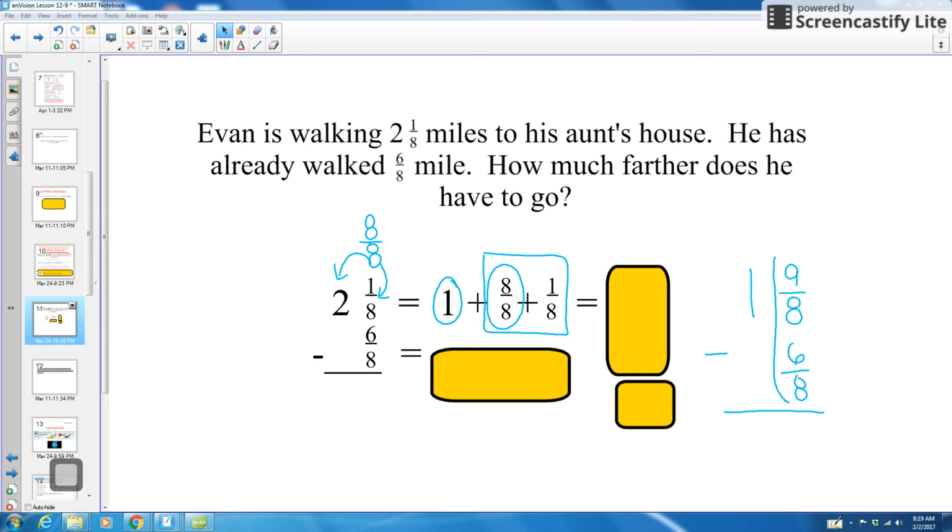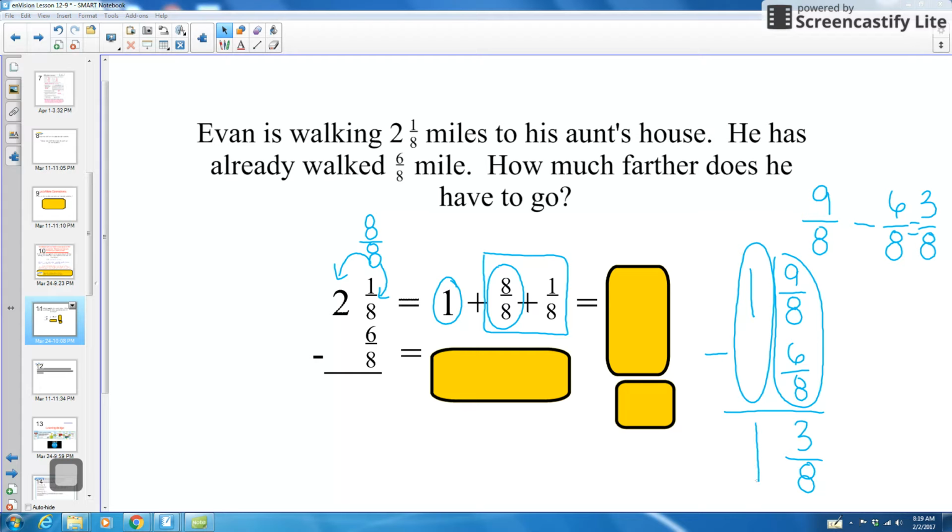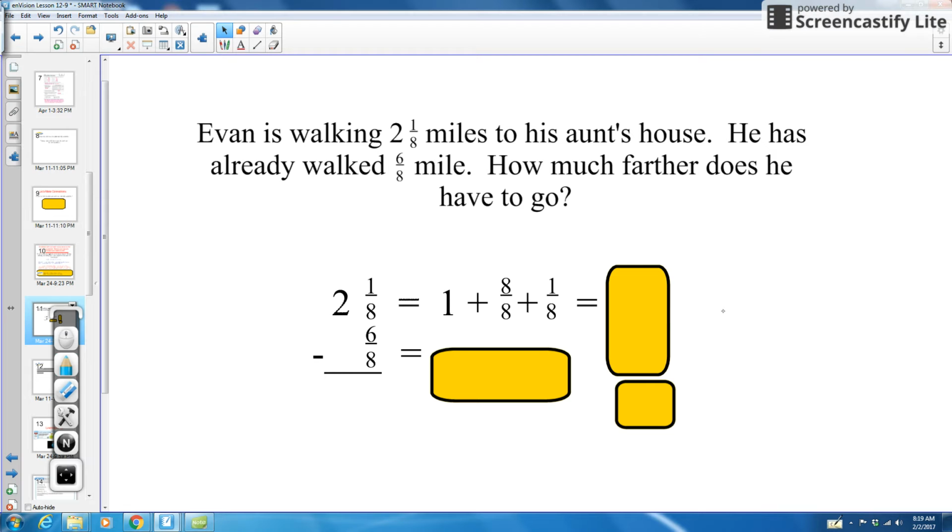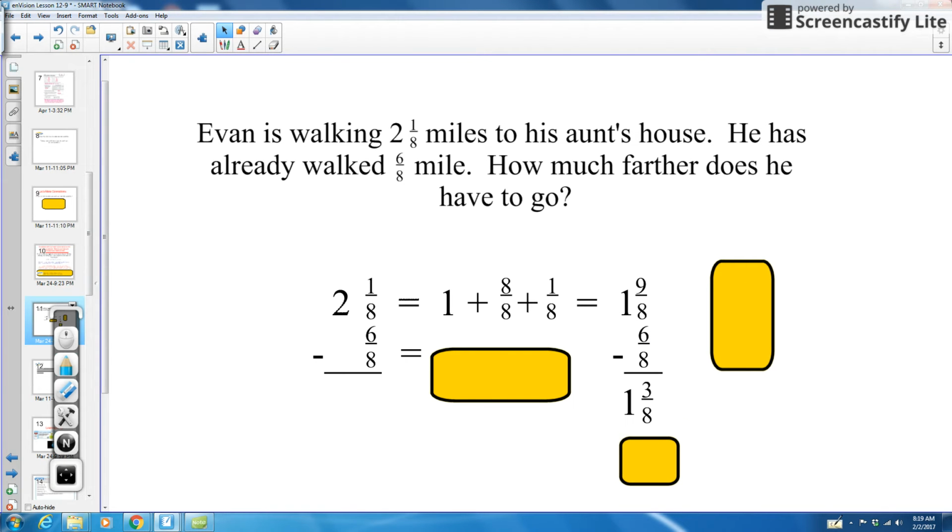Now I can look at my fractional parts and subtract. I can do 9/8 minus 6/8. Denominators stay the same, just like they have been. 9 minus 6 is 3. So we end up with 3/8. Now I come over to my tens or my whole numbers, and 1 minus nothing is 1, okay? And that's exactly what's under our yellow bubbles here, okay? They had their 1 and 9/8 minus 6/8. We end up with 1 and 3/8, okay?